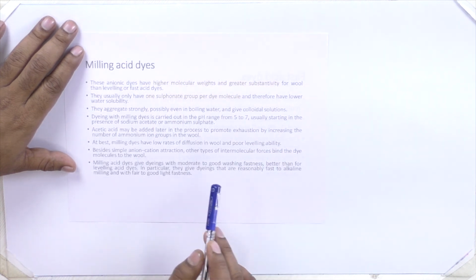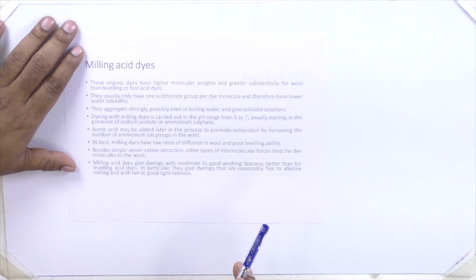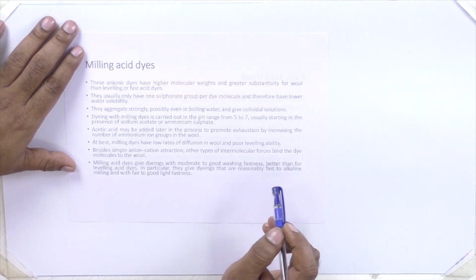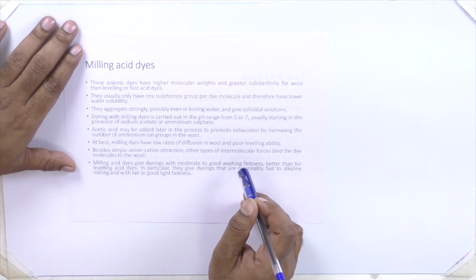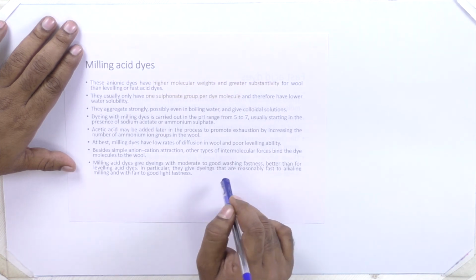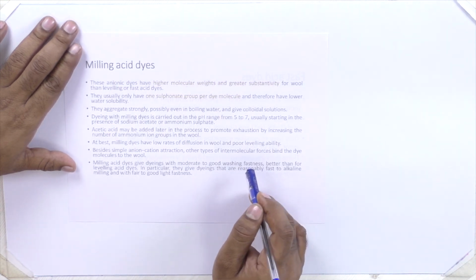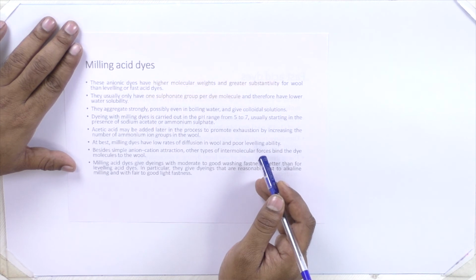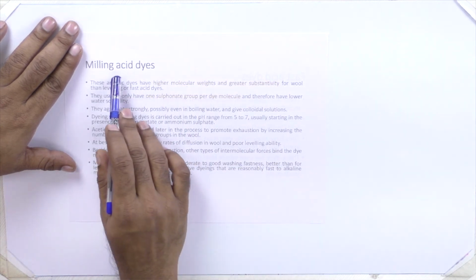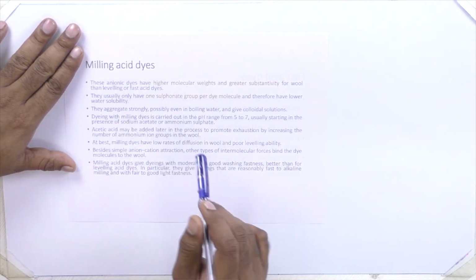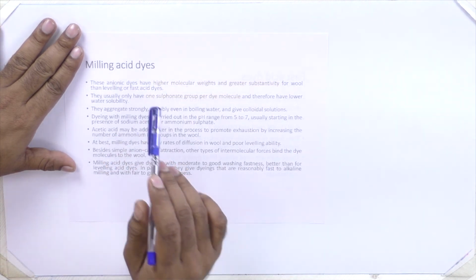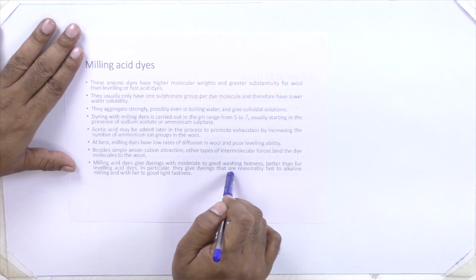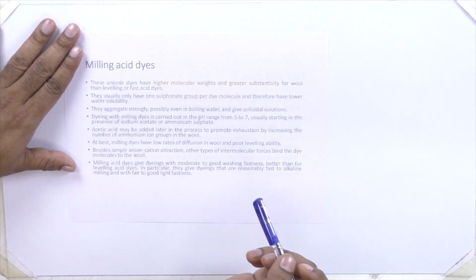Milling acid dyes give moderate to good washing fastness, better than acid leveling dyes. So they are reasonably fast to alkaline milling and have fair to good light fastness. Normally the wool fibers are subjected to milling. So milling is a process to treat the wool fabric in an alkaline bath. So if you use acid milling dyes, the dye should not bleed, and these acid milling dyes are fast to the milling process. That's why they are called acid milling dyes.